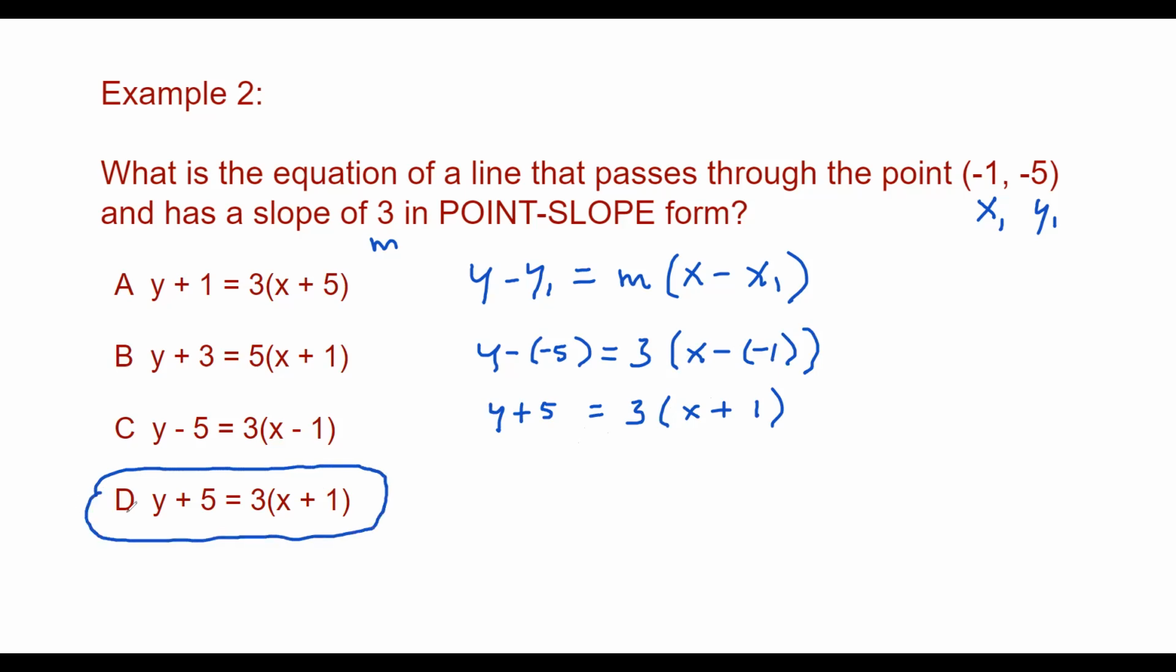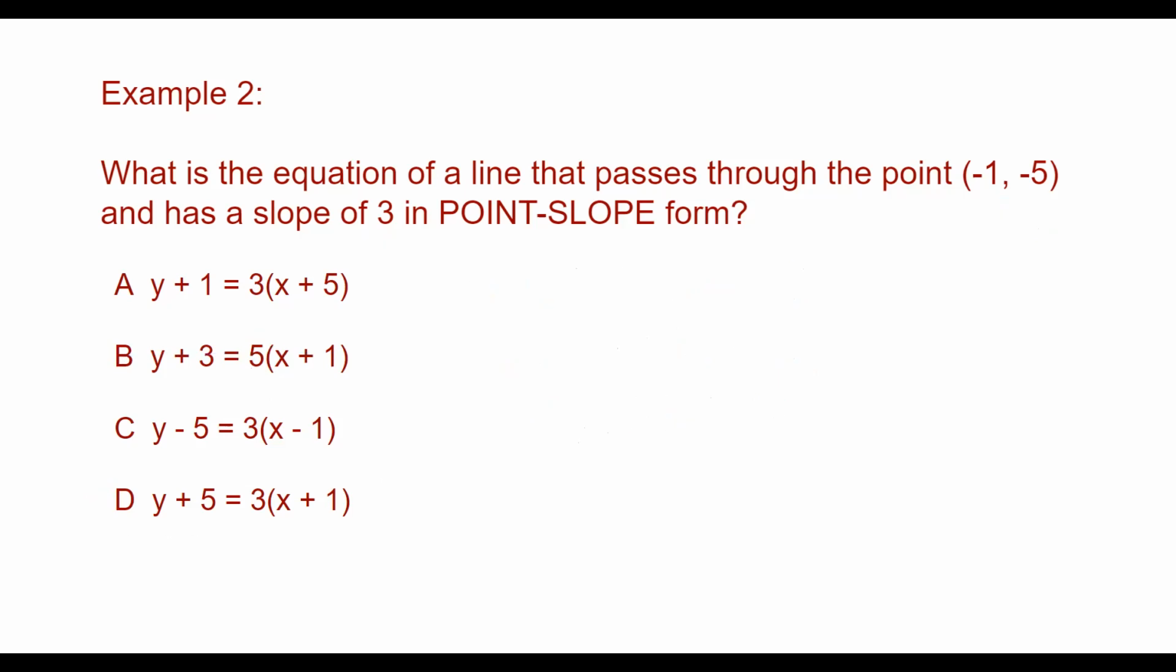If we were looking to eliminate possible answers that have the wrong slope, you might notice that answer B has a slope of 5. So we would eliminate that. All of the other answers do have the correct slope of 3.